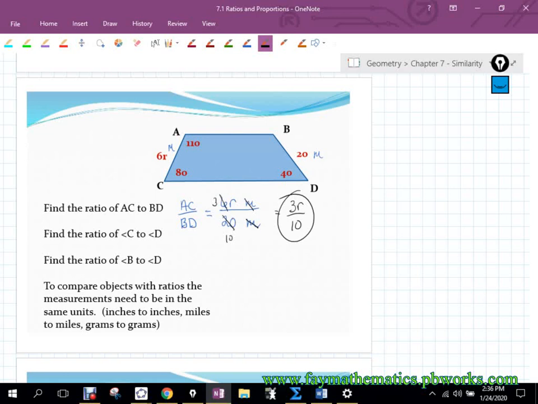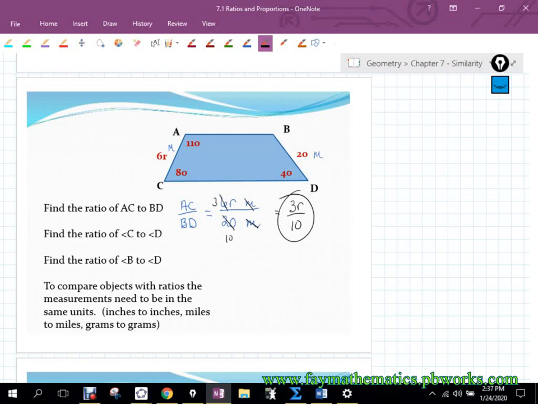If I were dealing with, let's say, 20 in centimeters and 6R in meters, I would have to adjust one of those. I don't want to take meters divided by centimeters or centimeters divided by meters. There's going to be an issue with that. Ratio, we don't have units with it.